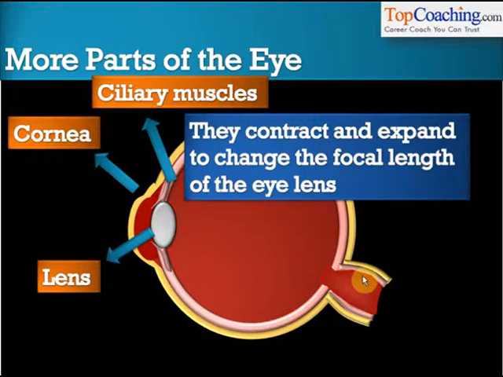They contract and expand to change the focal length of the eye lens. We just learnt that the eye lens has the power of accommodation. Its focal length can increase or decrease to make sure that the image is formed on the retina. The ciliary muscles are those muscles which change the focal length of the eye. They compress the eyeball or they expand and push it up and stretch it to increase or decrease its focal length. So this is the function of ciliary muscles.